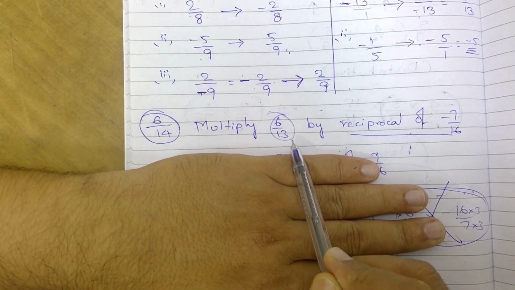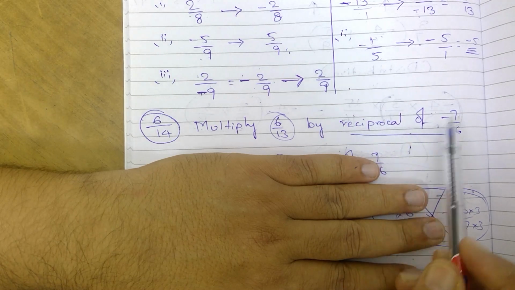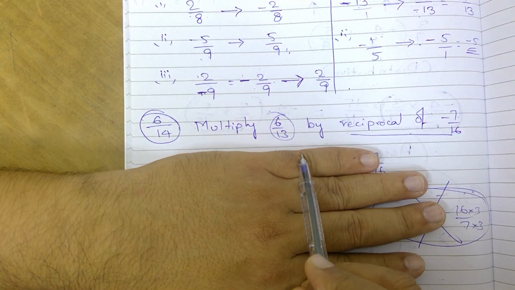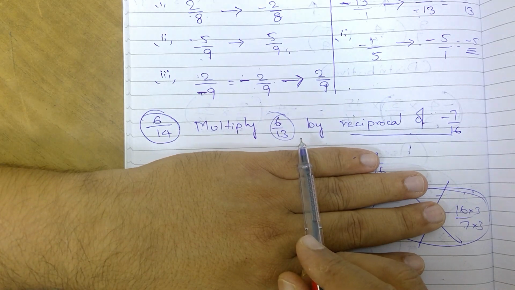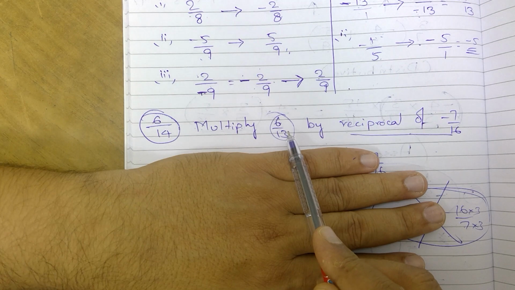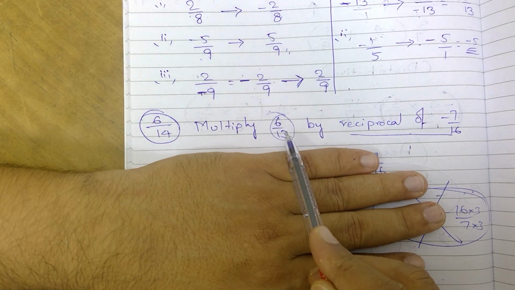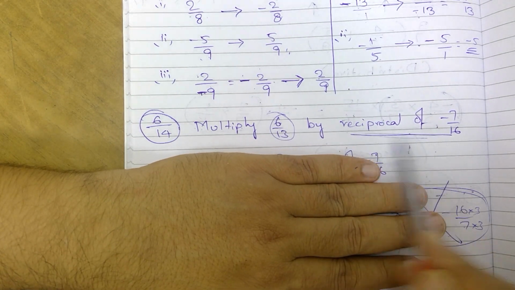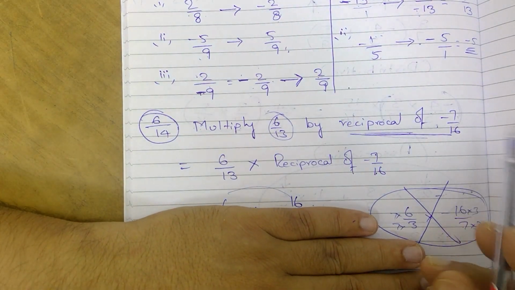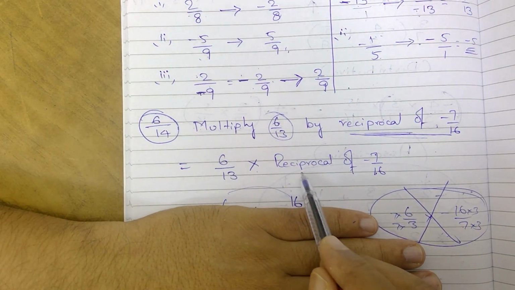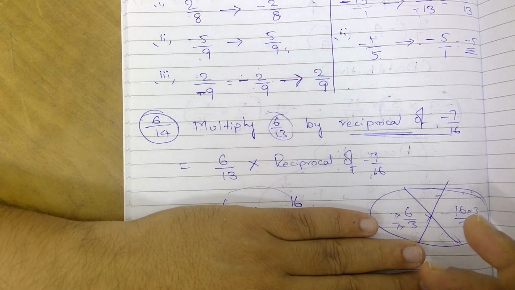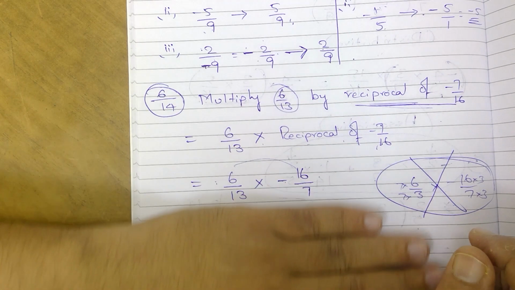Multiply 6 by 13 by reciprocal of minus 7 by 16. Whenever it is given in words, read it twice. Okay, multiply 6 by 13. That means you have to multiply 6 by 13 to what? Reciprocal of minus 7 by 16. But first write it in mathematical form, expression form. 6 by 13 multiplied by reciprocal of minus 7 by 16. What is reciprocal? Reciprocal is nothing but writing the multiplicative inverse.